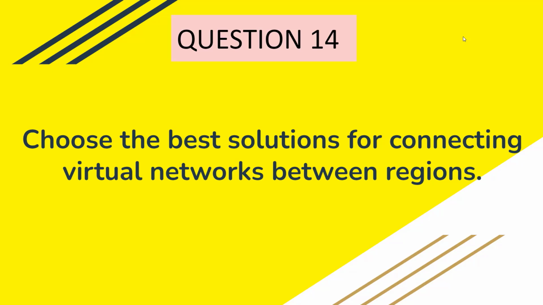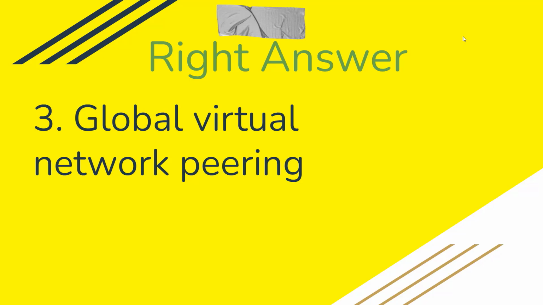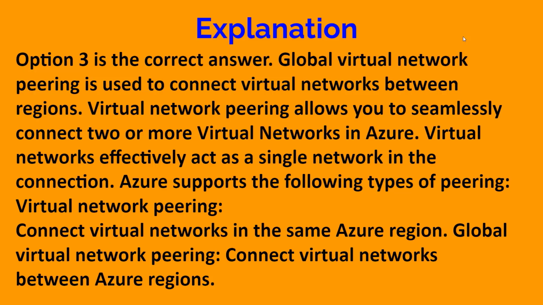Question 14. Choose the best solution for connecting virtual networks between regions. Option 1. Virtual Network Peering. 2. Site-to-Site VPN. 3. Global Virtual Network Peering. 4. Express Route. Right answer: 3. Global Virtual Network Peering. Explanation. Option 3 is the correct answer.